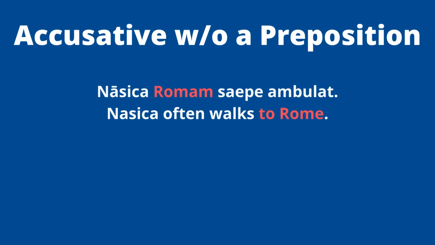So here's some examples. The accusative without a preposition. If you said Nasica Romam saepe ambulat, you're saying Nasica often walks to Rome. Notice how there's no preposition here. It's just Romam. Romam is accusative singular, right? Because Rome is a singular place. And the accusative is showing that I'm going towards it. So I translate that as if the preposition ad were there, right? But we don't need it.